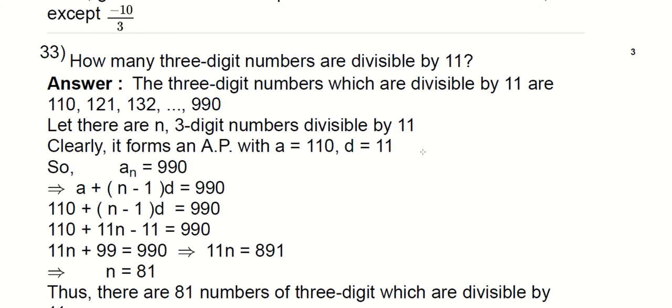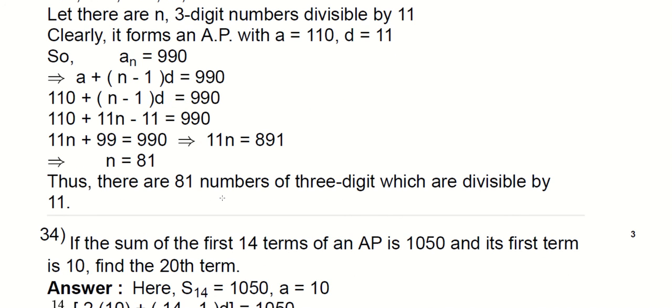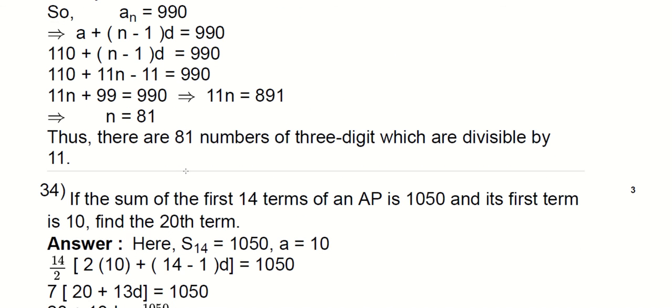How many 3-digit numbers are divisible by 11, they are asking. For the 3-digit numbers divisible by 11, the first number is 110, then 121. Because 100 is not divisible, 110 is the first that is divisible. Then the first number is 110, the difference is 11. So the last term an is 990. So a plus n minus 1 d, substitute that formula. That's it. The n value is 81.